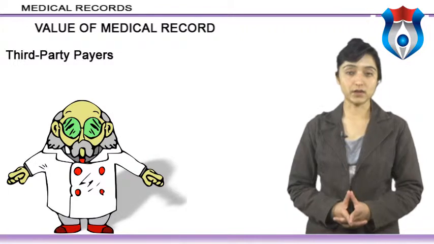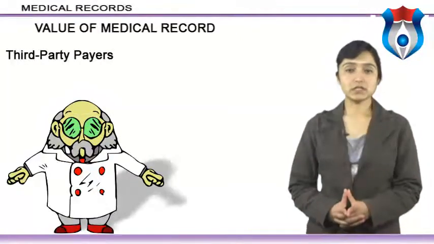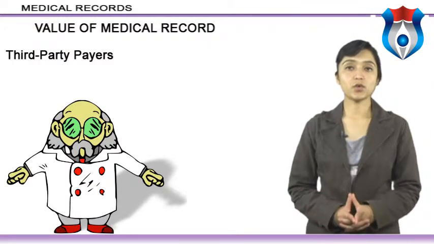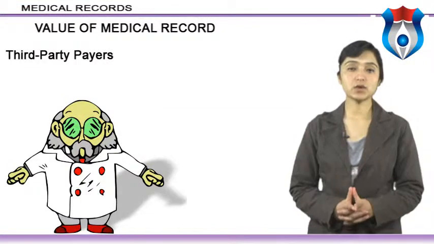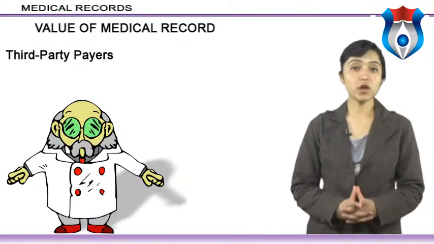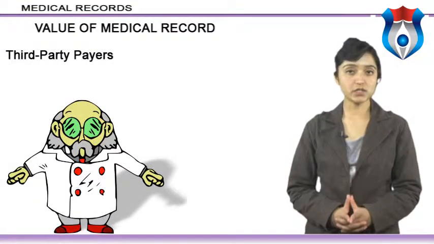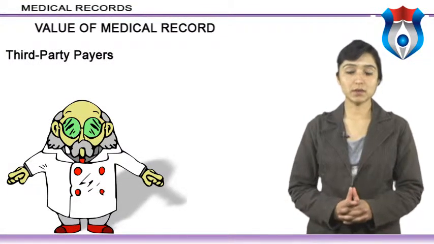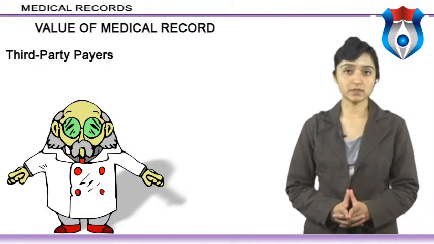Third-party payers: specific portions of information contained in the medical record are required by third-party payers, such as insurance companies or organizations responsible for hospital claim payments, in order to determine the eligibility of the care given to the patient and to substantiate the claims made by the patient or the hospital for financial reimbursement.